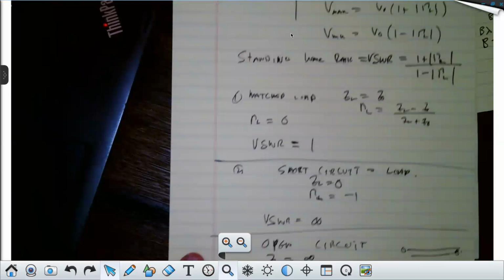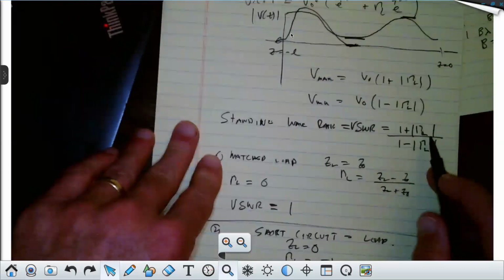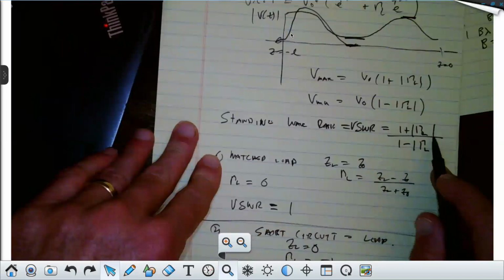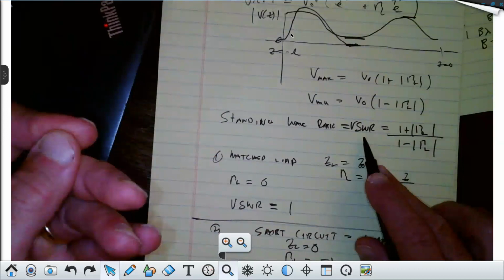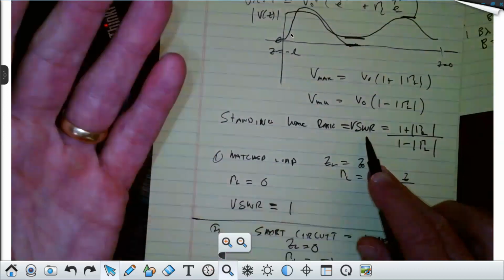Now, if the reflection coefficient is 1, what is the voltage standing wave ratio? Go back to this equation. Remember, we only care about the magnitude of gamma L. If gamma L is 1, what is the VSWR? Infinity. That's my point.